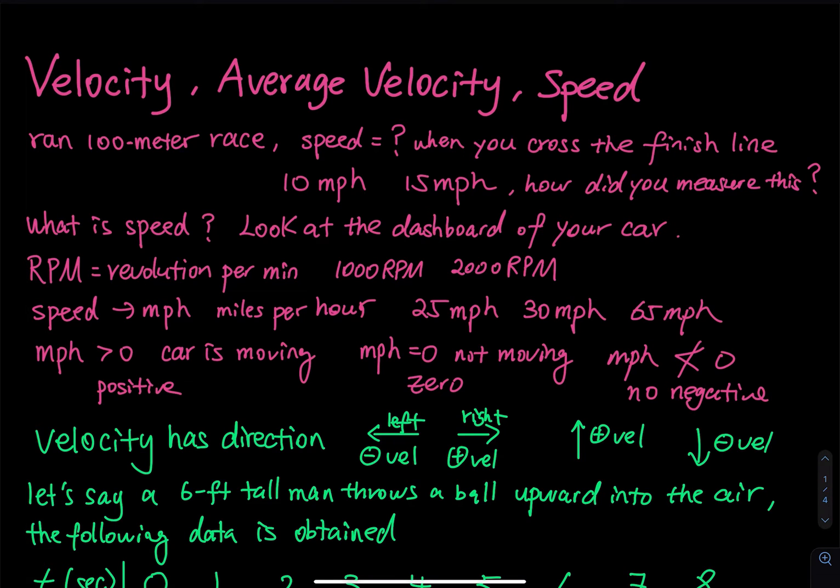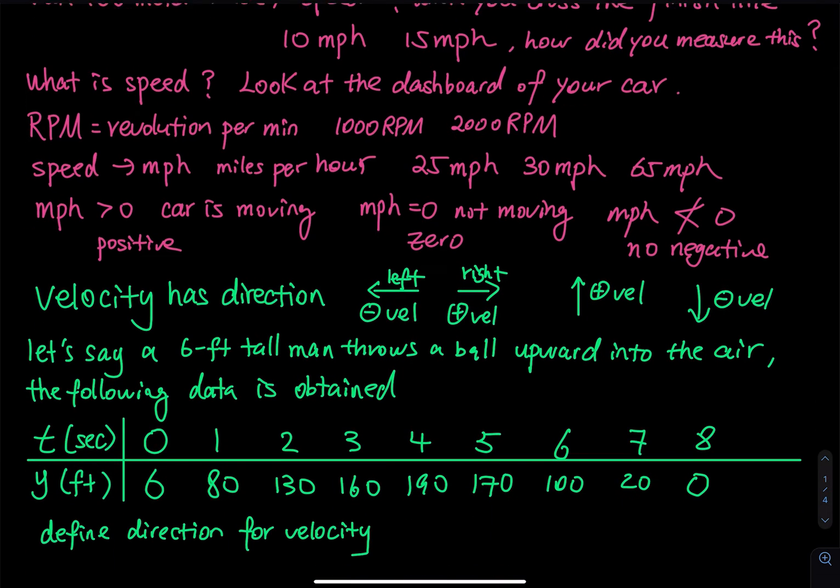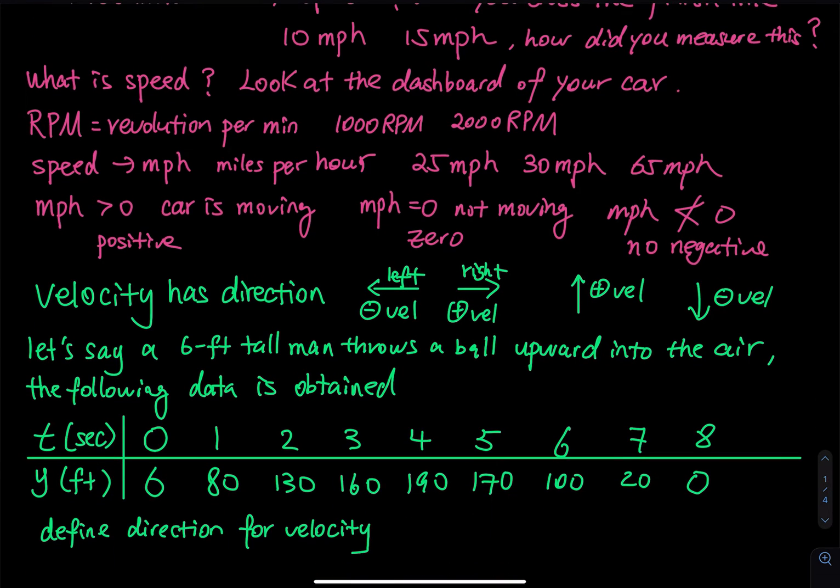So how about velocity? Velocity is similar to speed, not exactly the same, but you need to define directions. So moving on to velocity. Velocity has direction. You have to define direction. Let's say left and right: an object moving to the left has negative velocity, and an object moving to the right has positive velocity. It can be moving upward, positive velocity, moving downward, negative velocity.